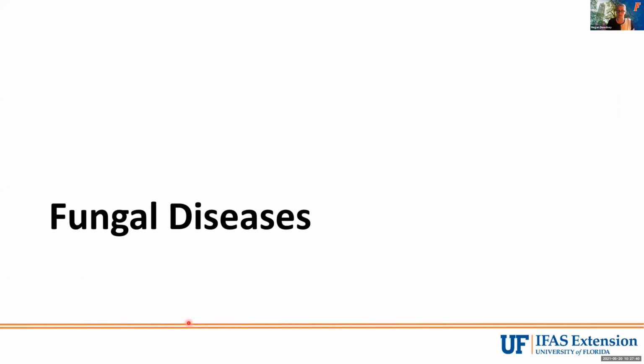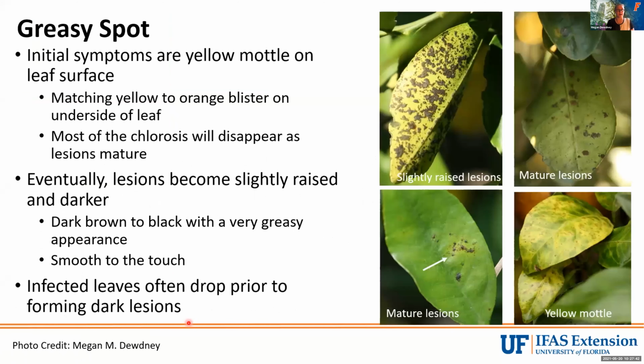So the first thing I want to talk about are the fungal diseases. The first disease I'm going to talk about is a very common one that we see on just nearly all types of citrus. It's greasy spot. When we see symptoms initially, they come in as a yellow mottle that really disturbs people on the leaf surface. And you can see that down here. You get matching yellow to orange blisters on the underside of the leaf, but rest assured that most of that chlorosis will disappear.